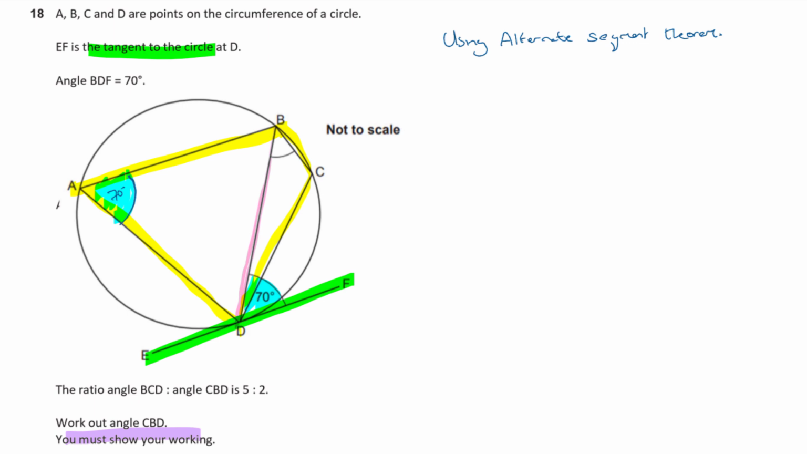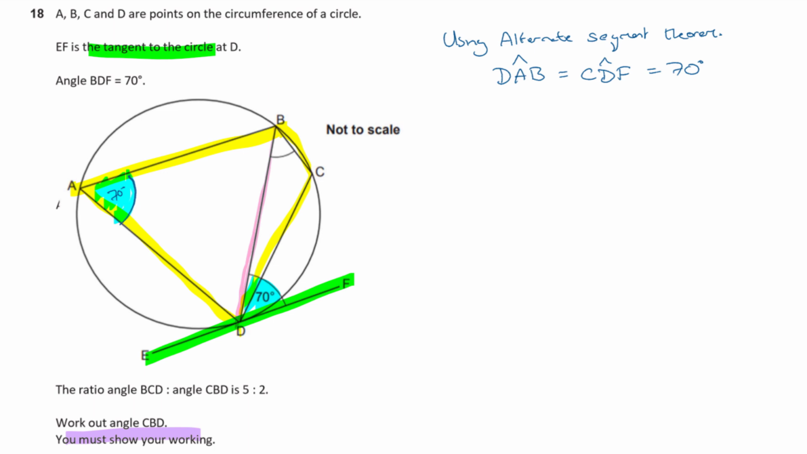So using the alternate segment theorem, I can say that angle DAB is equal to angle CDF, and that is equal to 70 degrees, isn't it? Okay, so we've got one part of the puzzle.